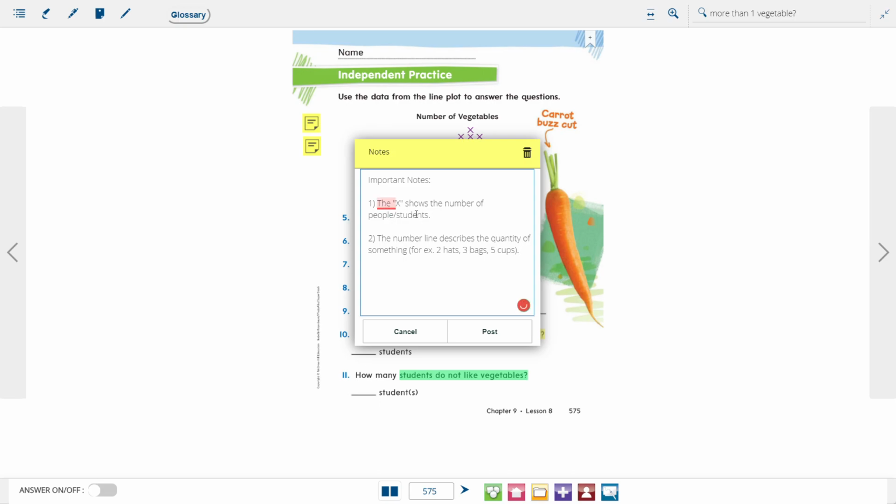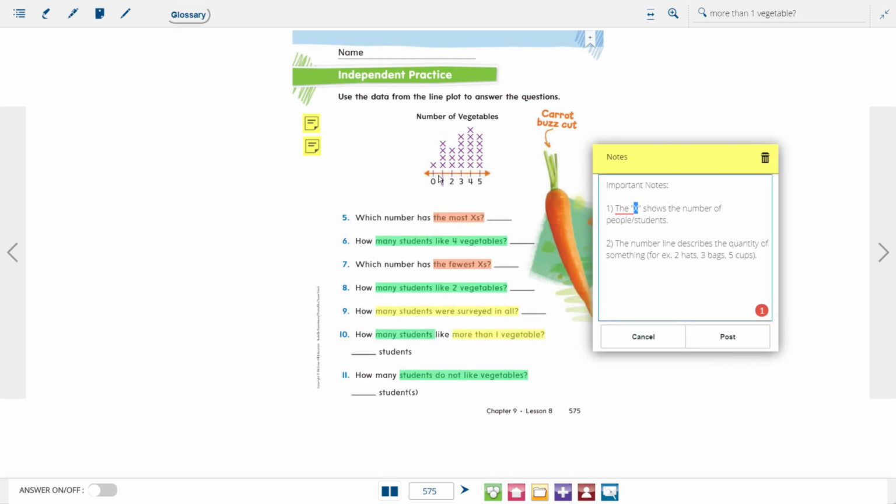The X shows the number of people or students, according to the question. Maybe they are people like your father, your mother, your teacher, or maybe students like your friends. So always the X shape here is representing people. So this is a number of people. Do you see?